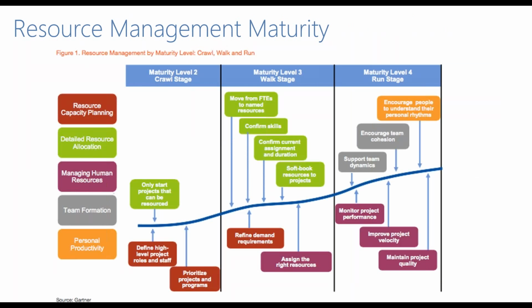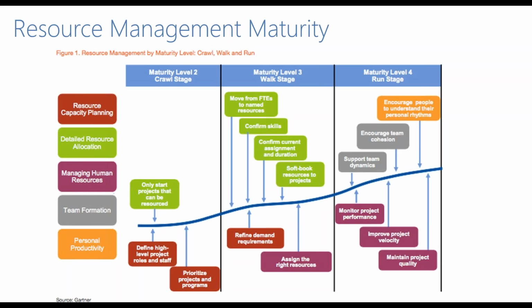Now, the Gartner Group has a chart on resource management maturity, and as you'll see in the early stages, in that crawl stage, notice that as you look at what's in there, the bulk of that is really in that red, which is resource capacity planning. Define high-level project roles and staffs and prioritize projects and programs to make sure they're the right things that are there. The detailed resource allocation is a minor part of that based upon where you're at on the maturity curve. And if you're at that lower level, you probably aren't going to move into more detailed allocation of resources until you're in a later stage, walk stage or run stage within the solution.